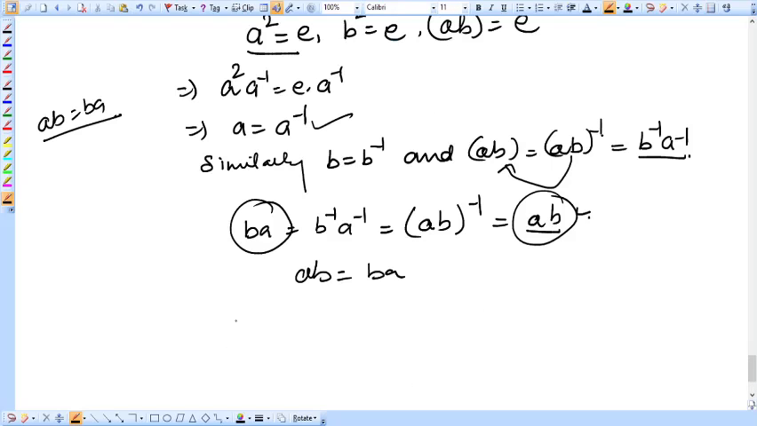Thus for all A, because we have taken A and B arbitrarily, so thus G is abelian. Okay, one more problem.